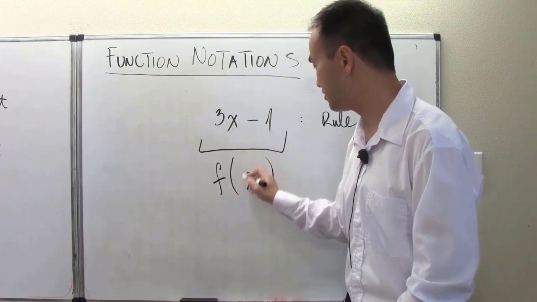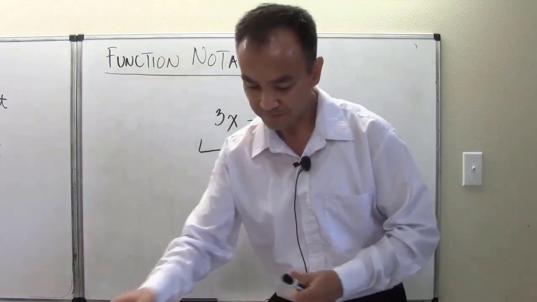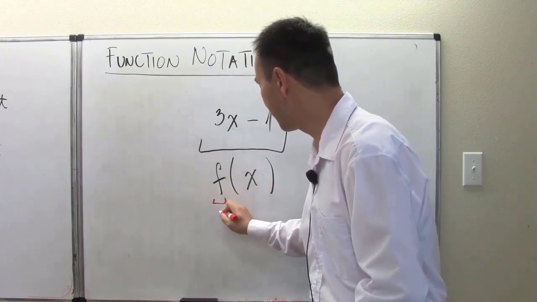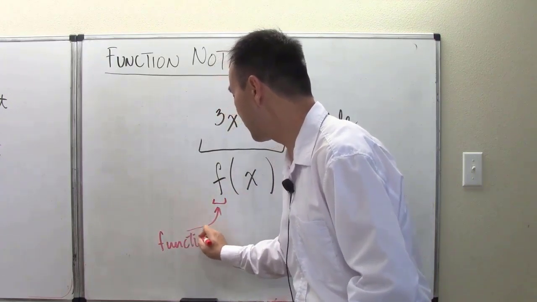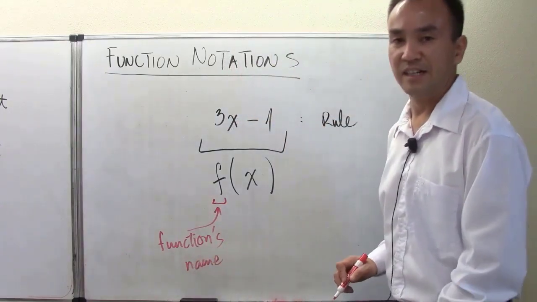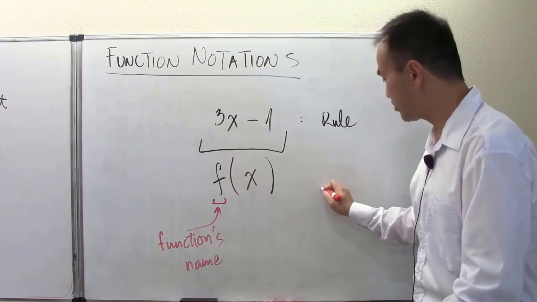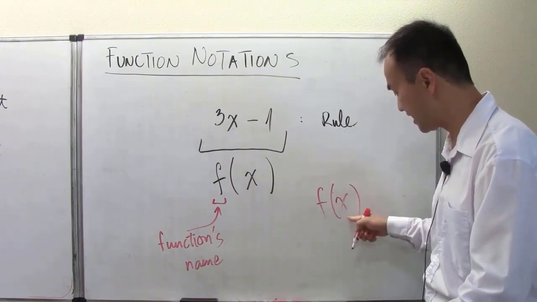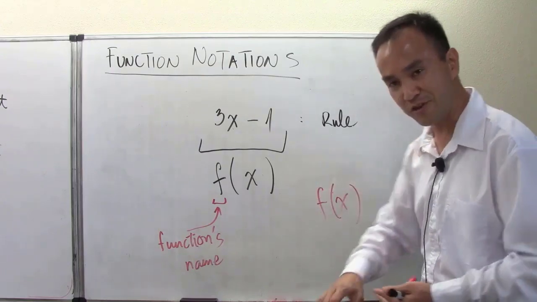Now with this notation, let me break it down in more detail. Just the f itself is the name of the function, or for short, the function's name. Just that letter. If you just write fx like this, it's not enough. You have to indicate the x with a pair of parentheses around it. This is the proper notation.